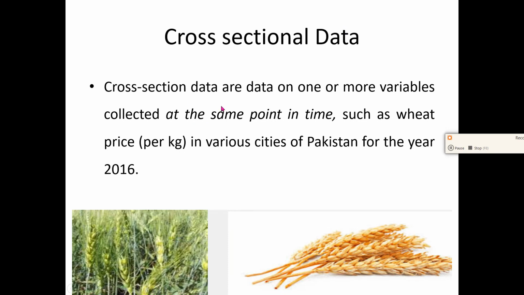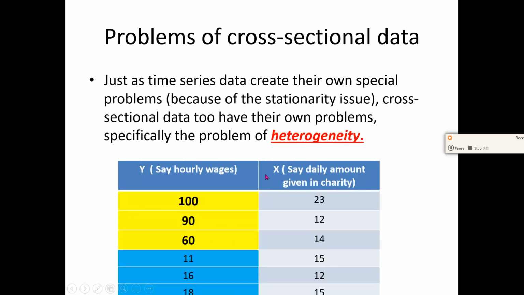Next we have cross-sectional data. Cross-sectional data are data on one or more variables collected at the same point in time. For example, we can have wheat prices in various cities of Pakistan for the year 2016. So the time period is fixed and cities are varying. That is, we have different cities. That is why this is cross-sectional data.